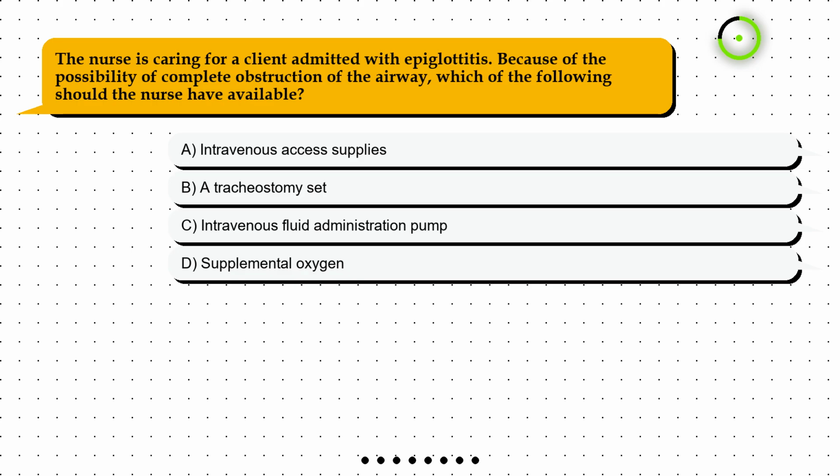Question 4. The nurse is caring for a client admitted with epiglottitis. Because of the possibility of complete obstruction of the airway, which of the following should the nurse have available? Option A, intravenous access supplies. Option B, a tracheostomy set. Option C, intravenous fluid administration pump. Option D, supplemental oxygen.